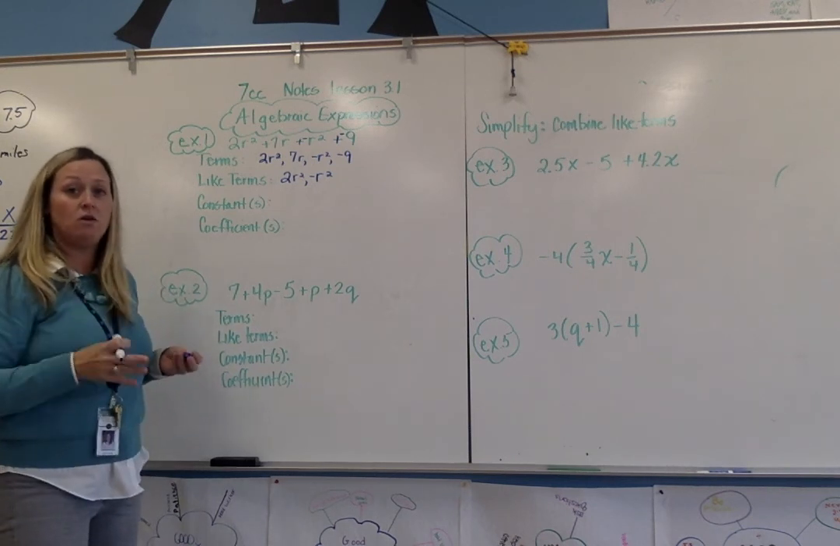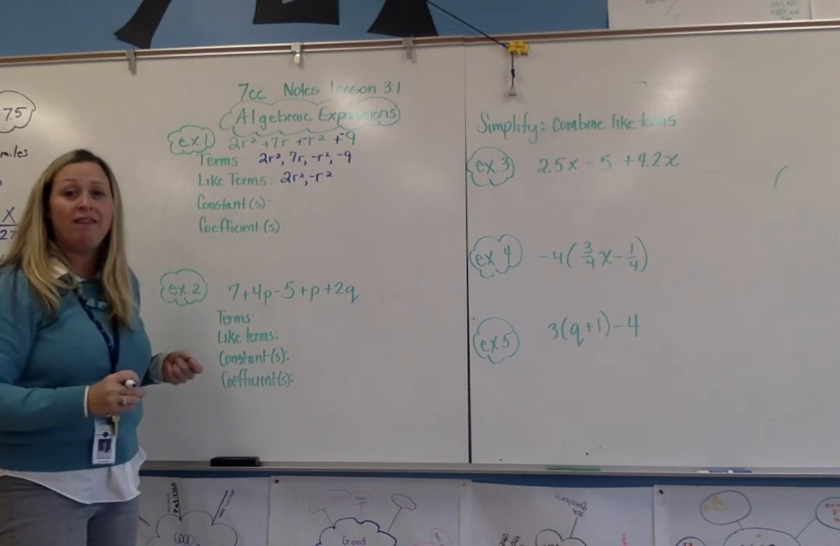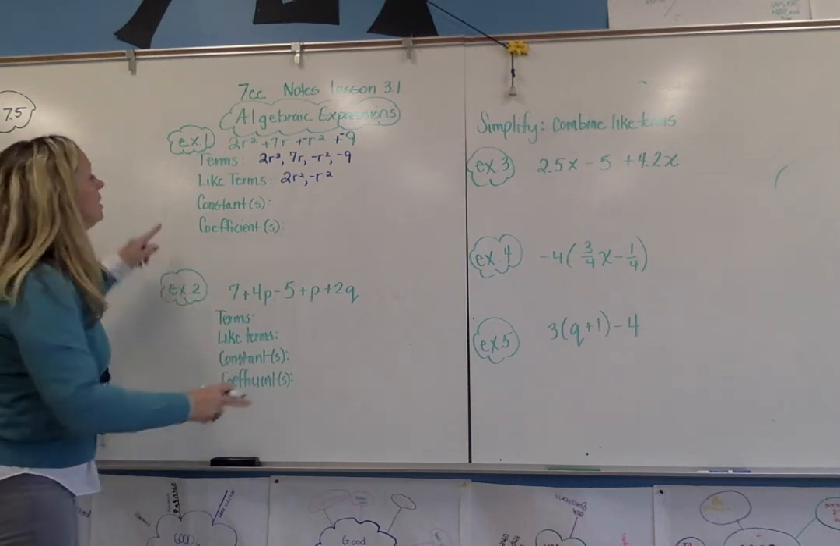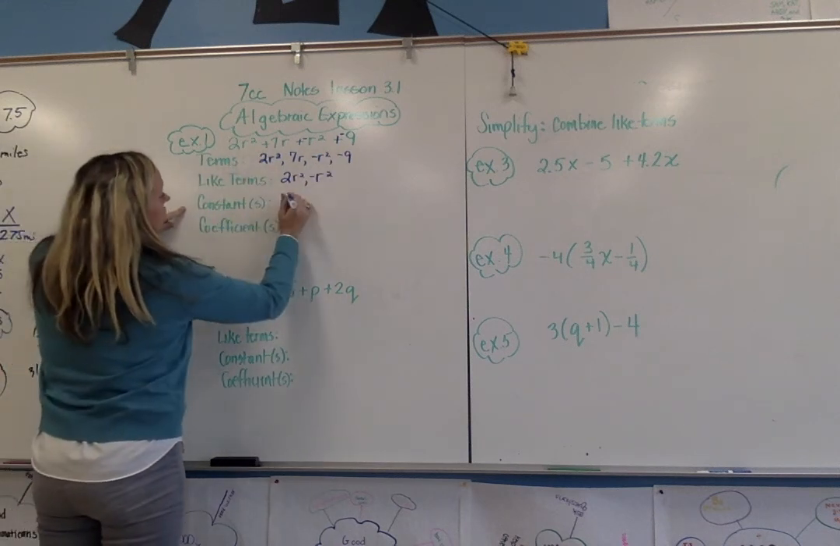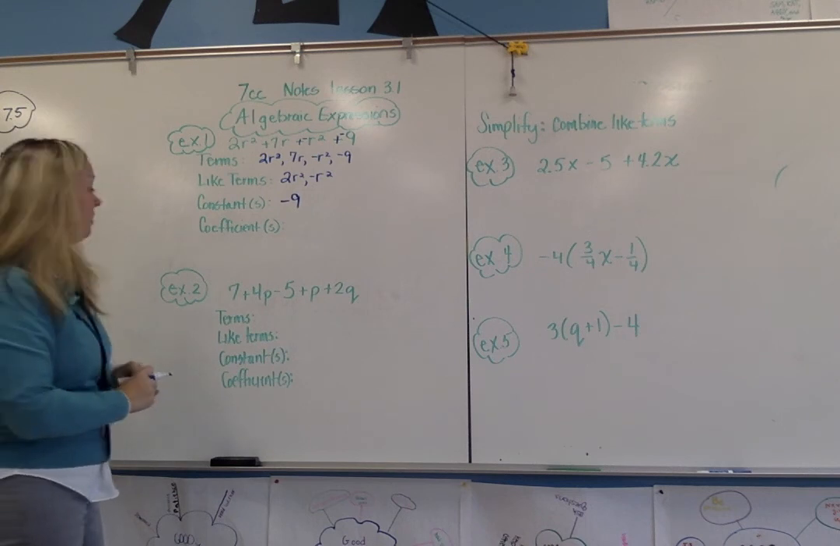Now the constant. The constant stands alone. Hi-ho, the Cheerio, the constant stands alone. That means it's not with any variables. It's a lonely number. So if I were to look into this expression, my lonely number is negative 9. It has no variables with it.